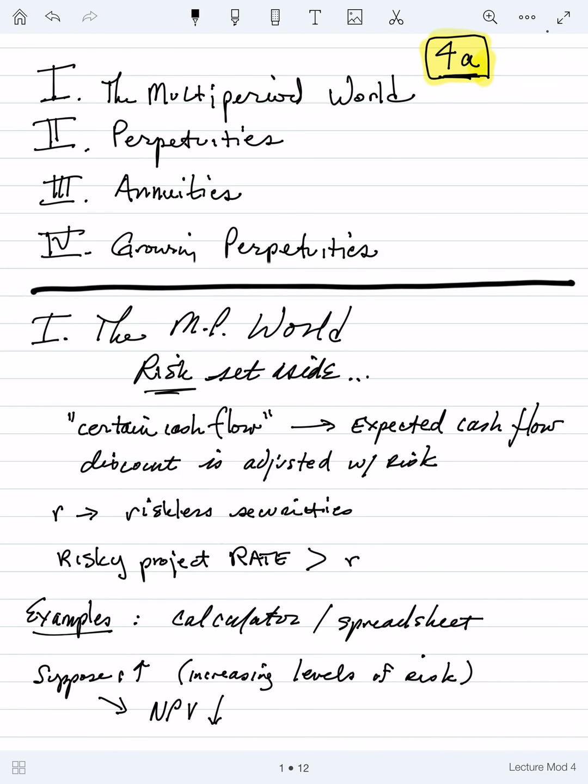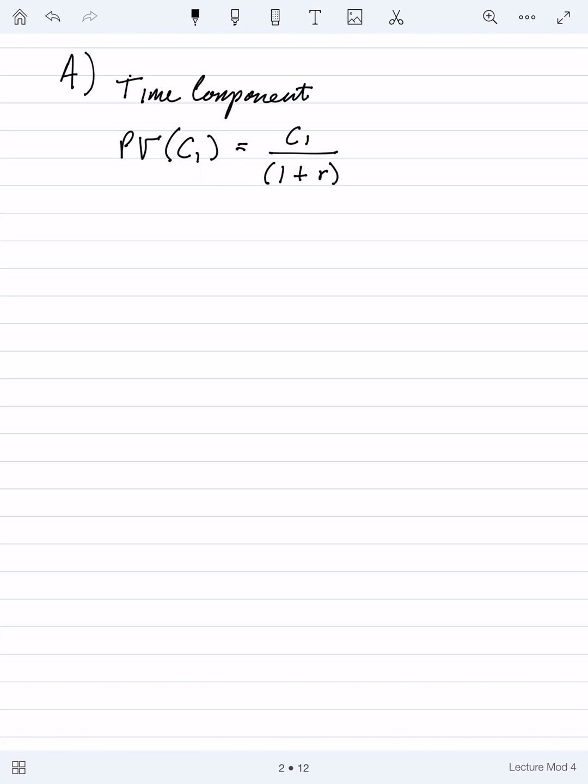So what we'll do is go to the second page, to part A, and think of a time component, now crucial in the multi-period world. Imagine the present value of cash flow 1, the expected cash flow 1, happening in that first time period. Before, when we weren't too worried about time, it looked like this. Now we're going to insert an exponent. This little guy right here is what we're interested in now. So you have to note this exponent.